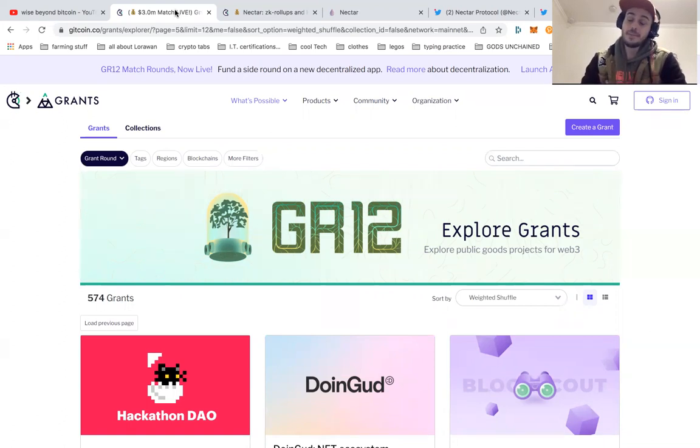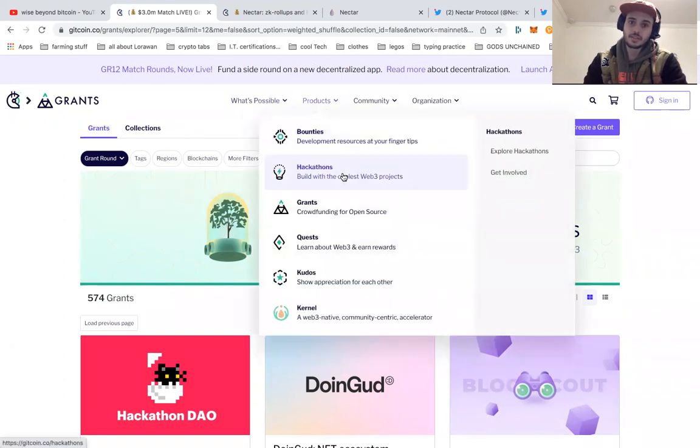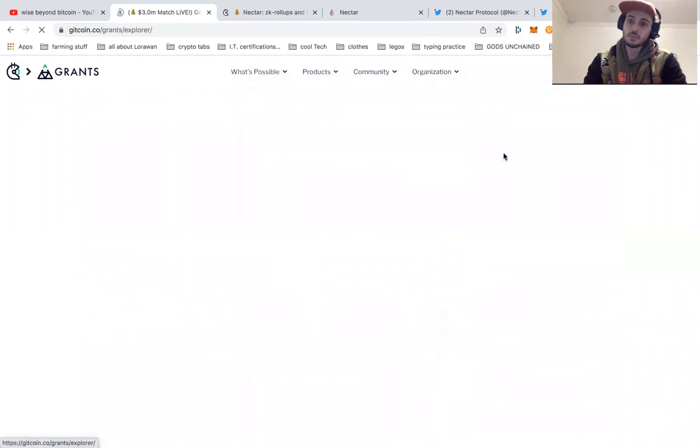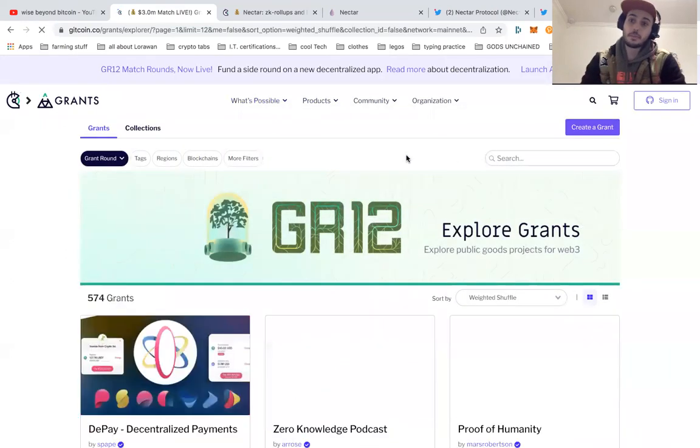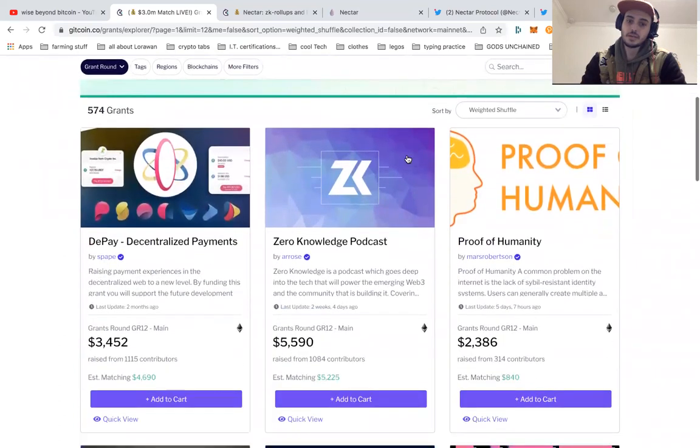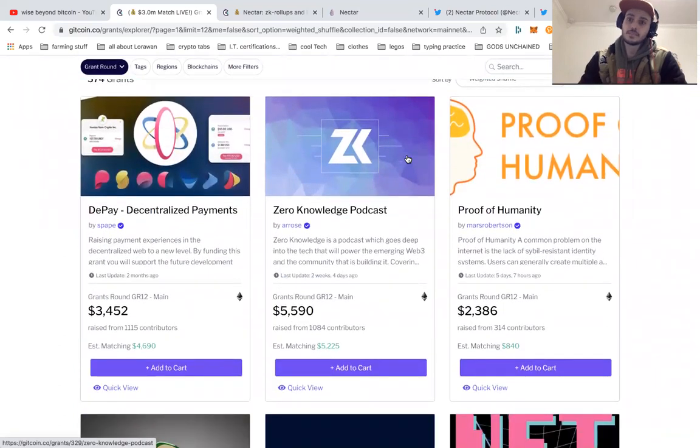Gitcoin is an amazing website. It's basically the Kickstarter for blockchain technology. If you have a blockchain technology that you're personally developing or that you believe in and want to support, you can find it here. And if you go through their products and their grants, you can explore the different blockchain technologies that allow you to donate to them to support and be a part of the ecosystem. And it's an amazing thing to be able to support these projects, especially early on.